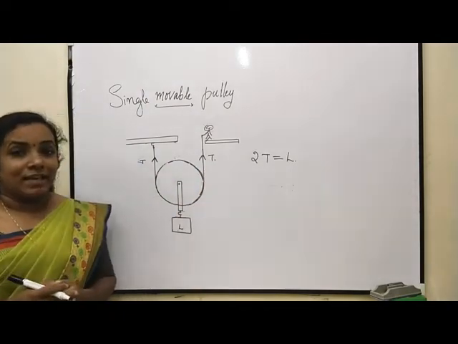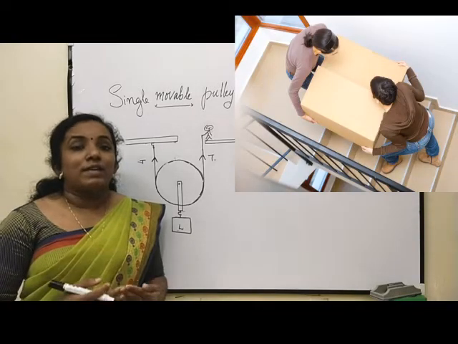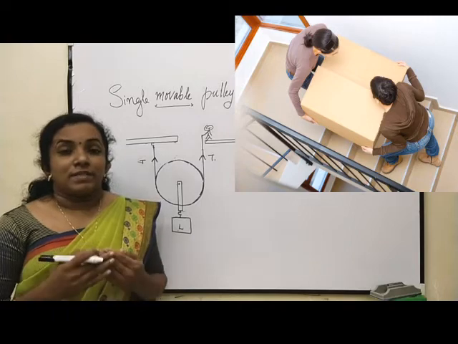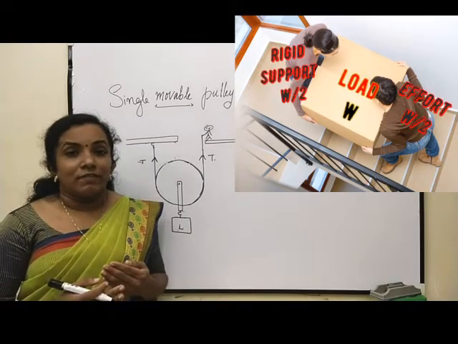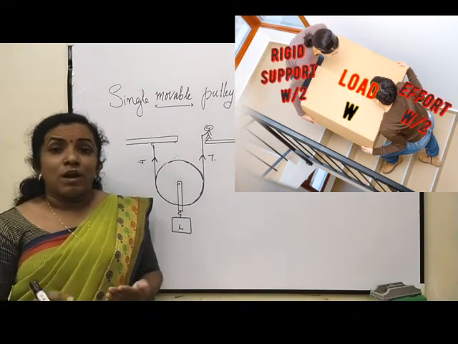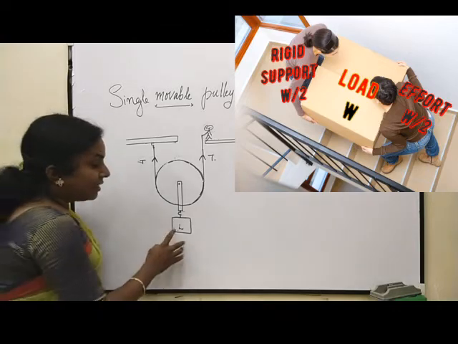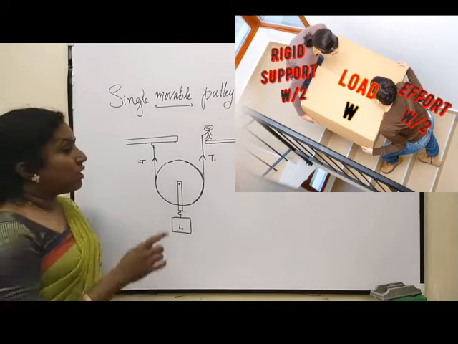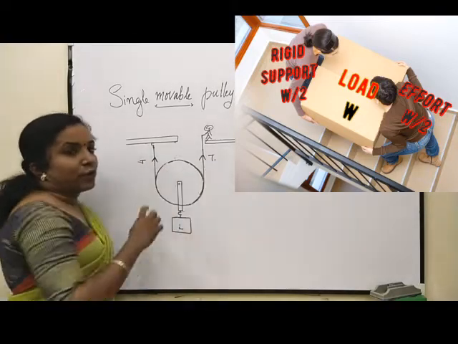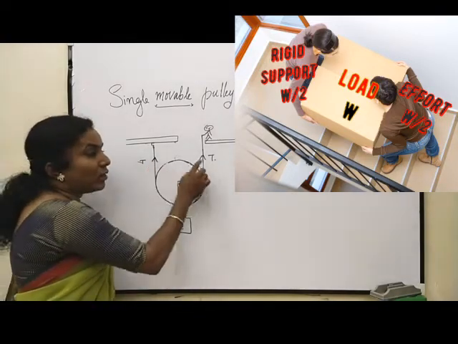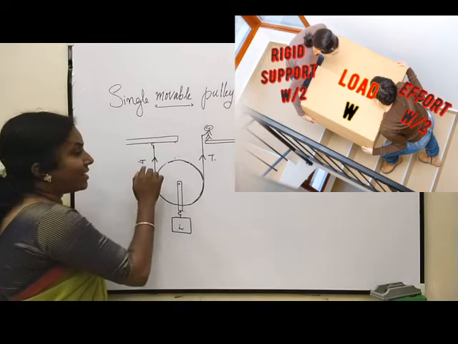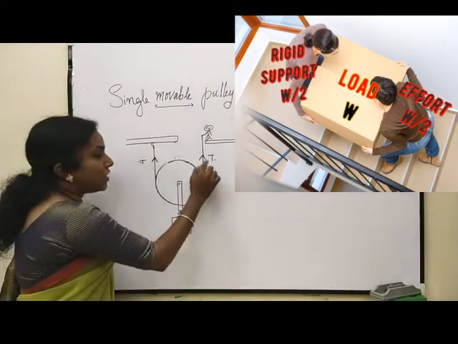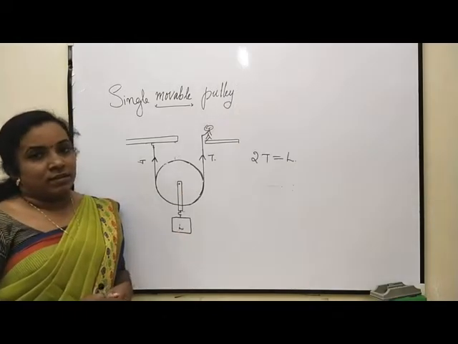It is just like if a load is shared by two persons, one person has to give an effort equal to half of the load. Here the load is balanced due to the reaction force on both sides of the rope. The reaction force is called tension. So this tension balances the load. That means sum of this tension is equal to load.